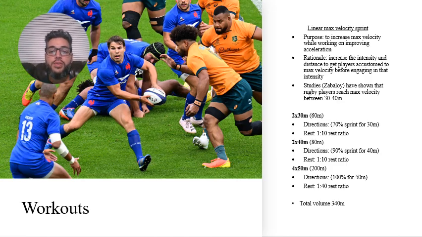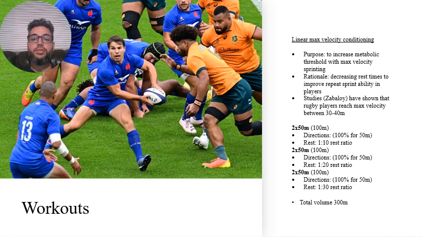So we have 2 by 30 meters, about 70% sprint for the 30s, rest 1 to 10 rest ratio, then 2 by 40 meters, you're going a little faster and a little more distance, around the same rest, 1 to 10, and then you go 4 by 50 meters at 100% for the entire 50, but we are increasing the rest dramatically, 1 to 40, with a total volume of 340 meters for training.